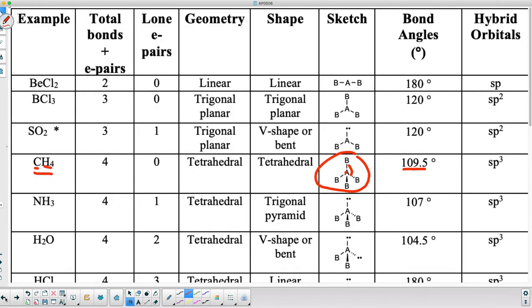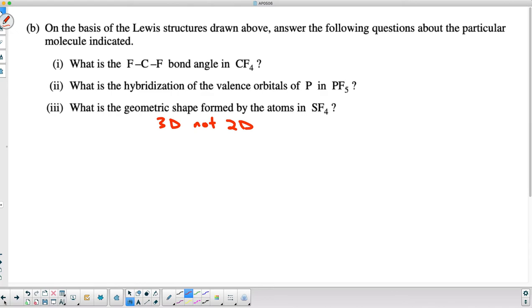Let me go back to this one here where it says, what is the FCF angle in CF4? It is not 90 degrees, okay? It is 109.5 because what we have is a tetrahedral shape, okay? A tetrahedral shape. That's a 3-dimensional object that has 4 sides. If you've ever seen a 4-sided die, and yes, there are 4-sided dice, that's what it is.